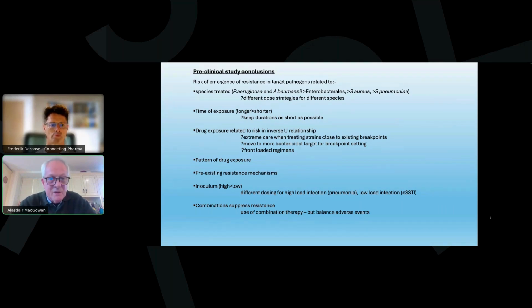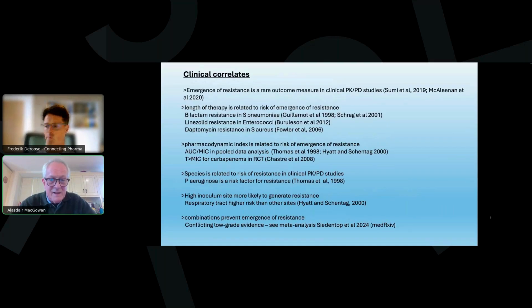There are some clinical correlations to all this, which are shown on the next slide. I'm not really going to go into this in any particular detail, but they're there for you to have a look at. None of these data are particularly robust, I would say, clinically, but they do support some of the preclinical conclusions in terms of length of therapy, suboptimal drug exposures, and species and inoculum being important.